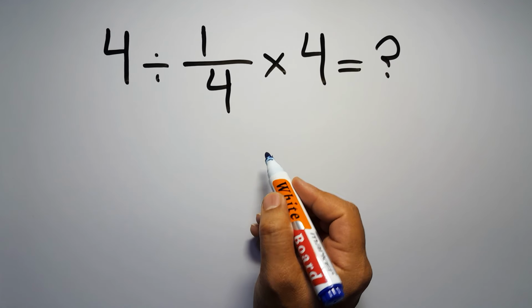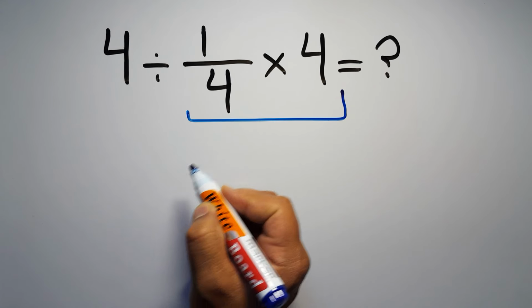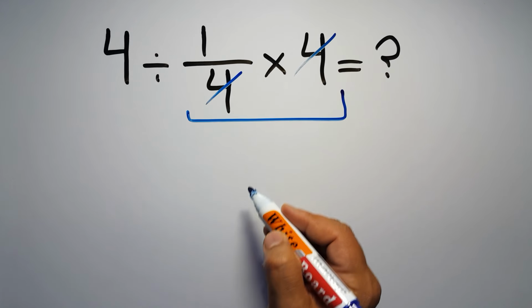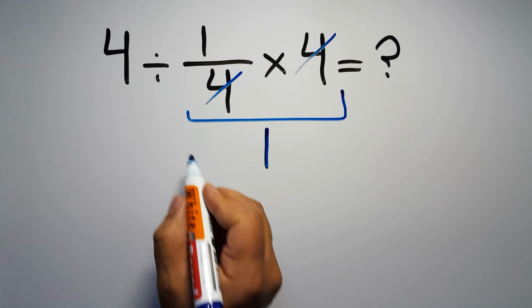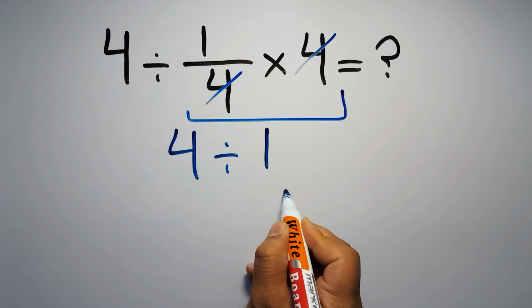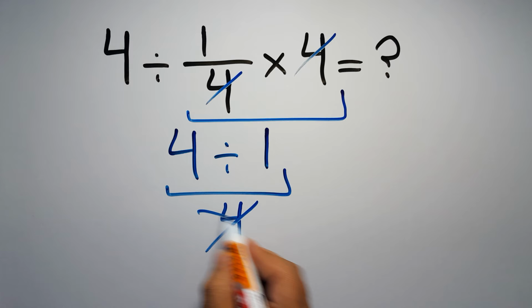First we do this multiplication, 1 over 4 times 4. We can easily cancel this 4 and this 4. So here we have just 1. And 4 divided by 1 gives us 4. But this answer is not correct.